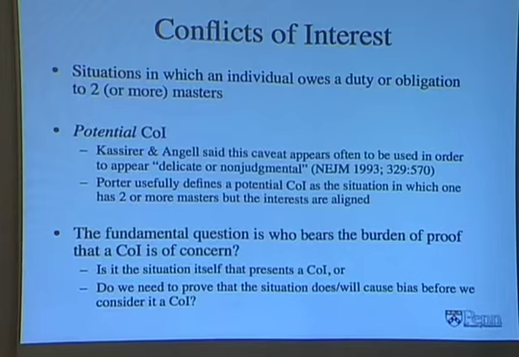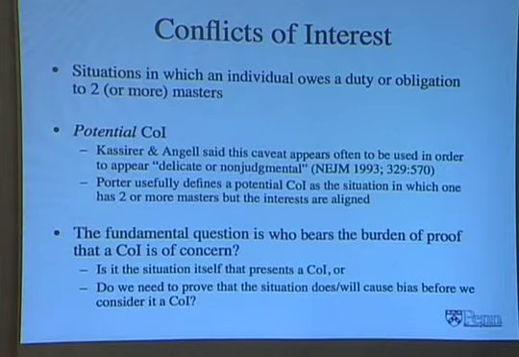Now, some people have defined potential conflict of interest, right? And there's two ways of approaching this. One, because it's a natural tendency to say, well, it's a potential conflict of interest, what are we going to do about it? And Kassirer and Angell said that this caveat appears often to be used in order to appear delicate and non-judgmental. And it's true. When you say that you're in a conflict of interest, it's almost a personal insult. Prove that you're not conflicted, right?